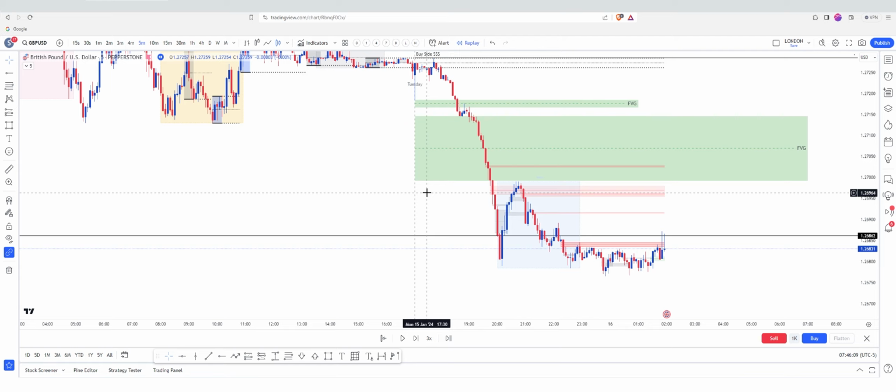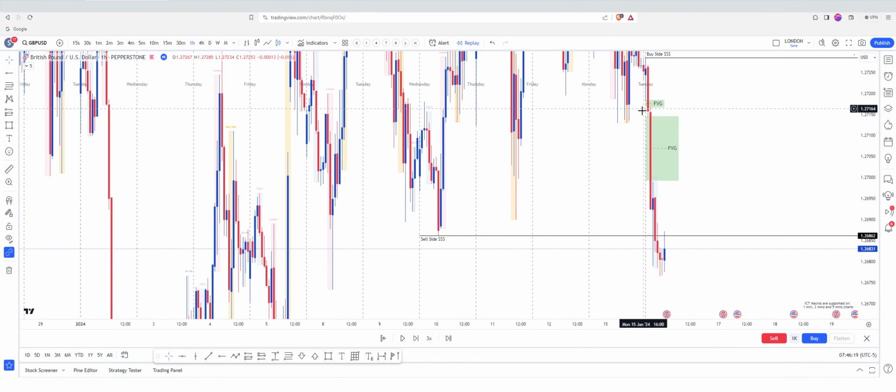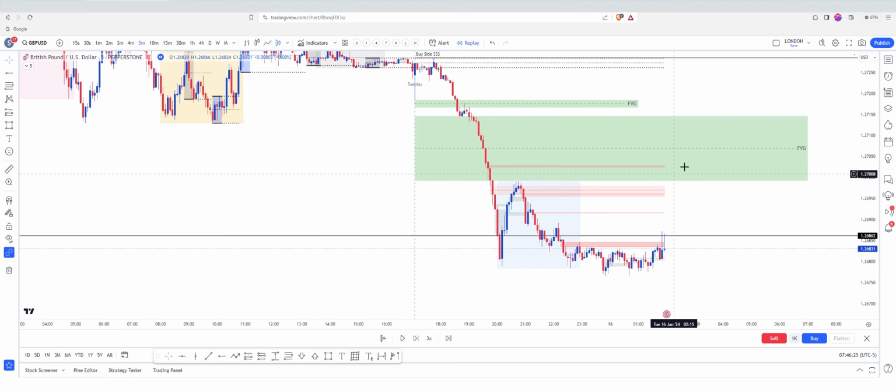So what I need for a valid entry is I need price to come back and interact with this fair value gap, or to take out an hourly swing high. Obviously, as we established, we haven't got an hourly swing high in this price leg. So I need price to come into this fair value gap and then give me the unicorn entry.